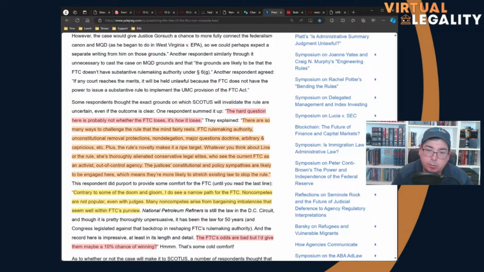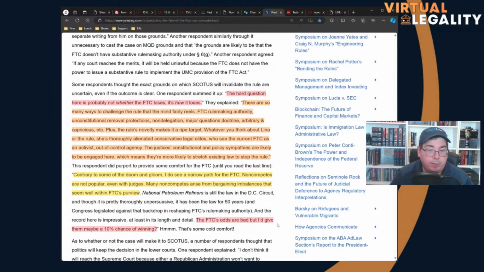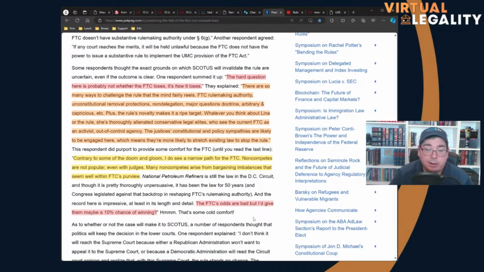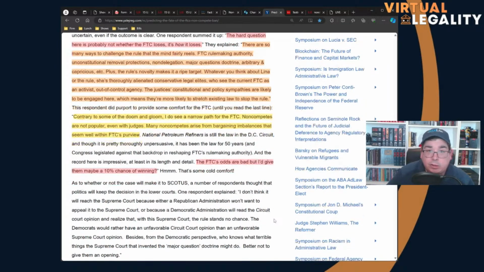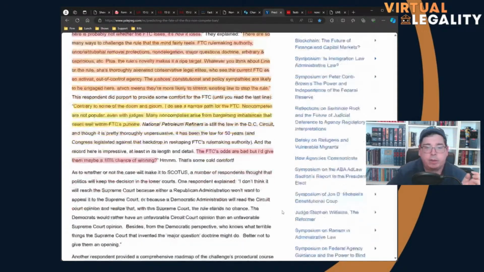Contrary to some of the doom and gloom, I do see a narrow path for the FTC. Non-competes are not popular even with judges. Many non-competes arise from bargaining imbalances that seem well within the FTC's purview. The FTC's odds are bad, but I'd give them maybe a 10% chance of winning. So, hey, 10%. So you're saying there's a chance, says this particular legal commenter.